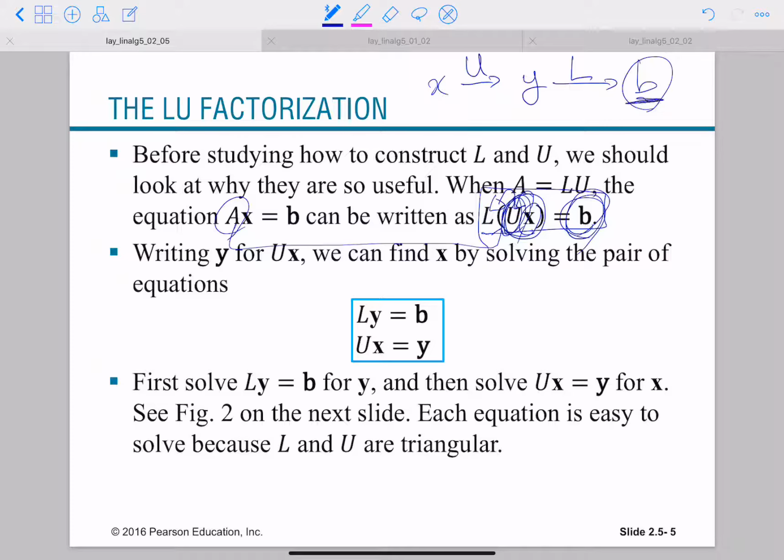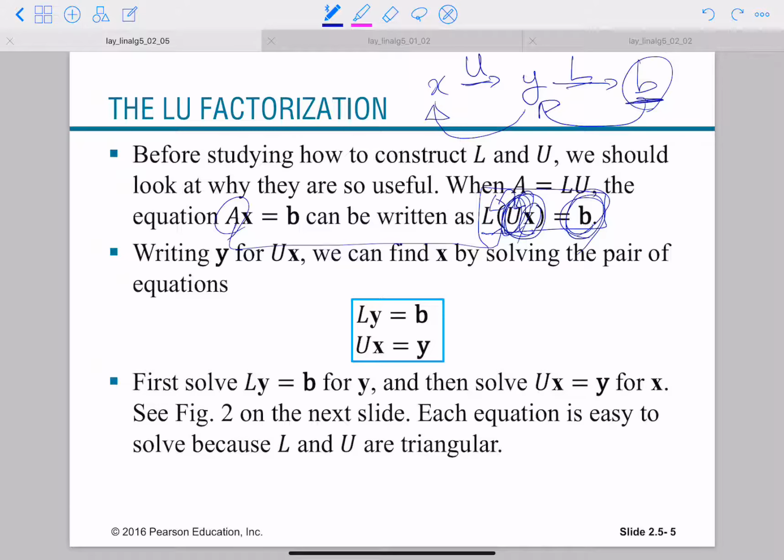So given B, right? And then we are given L and U. We know the full information about L and U. Then by using L, we can obtain Y first, and then using Y, by using the inverse mapping, or by using U, we can obtain X, right? And so it can be represented as L times Y equals B and U times X equals Y. Okay?